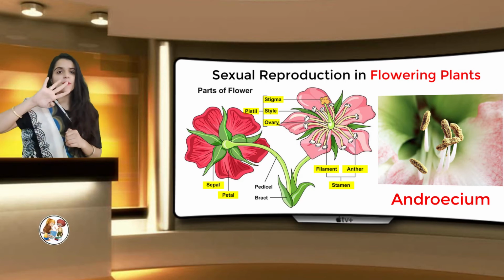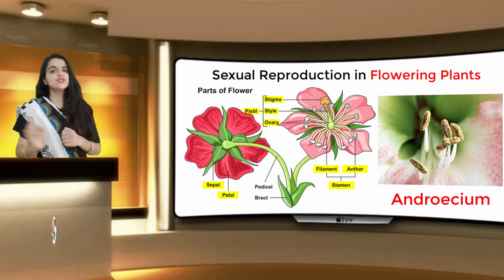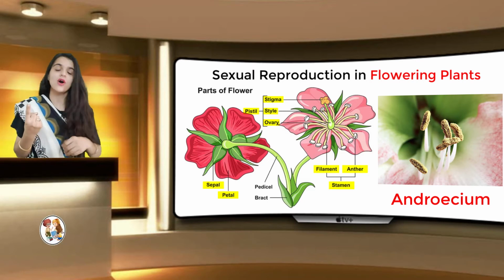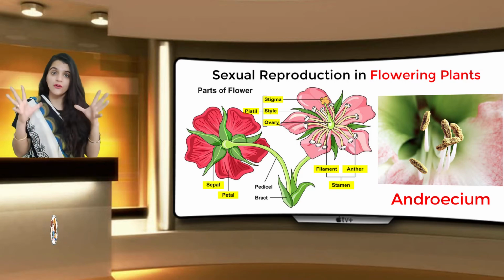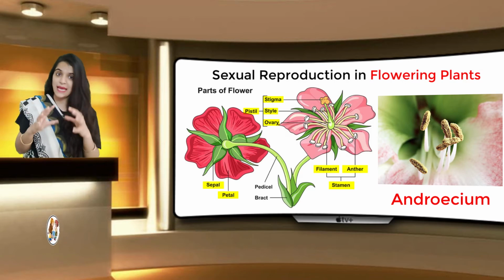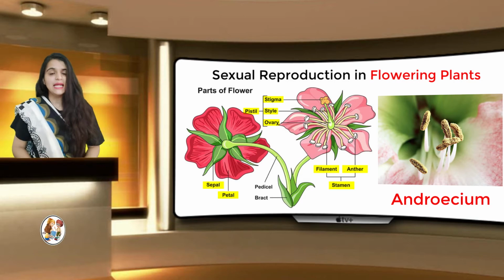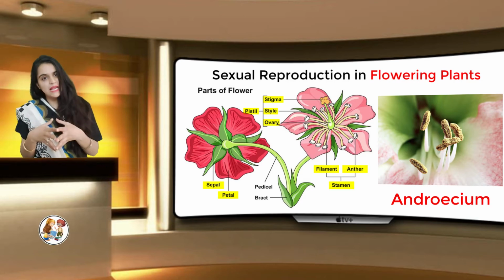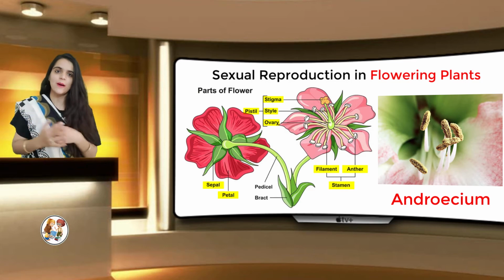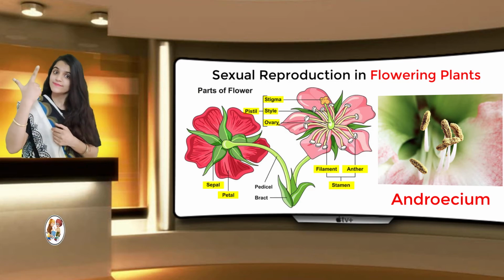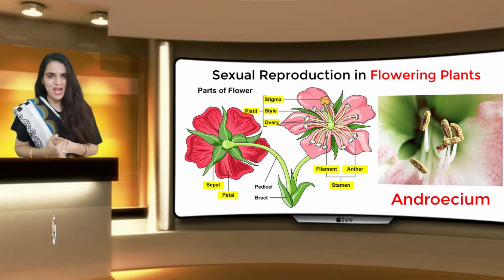So these are the four parts we have. The outermost wall we call the calyx or sepals. The next wall, which is a colorful one, we call petals, and together the corolla. Then we have the male and female parts. The male part is known as androecium, also known as stamen, and it has two parts: one is anther and the other is filament.